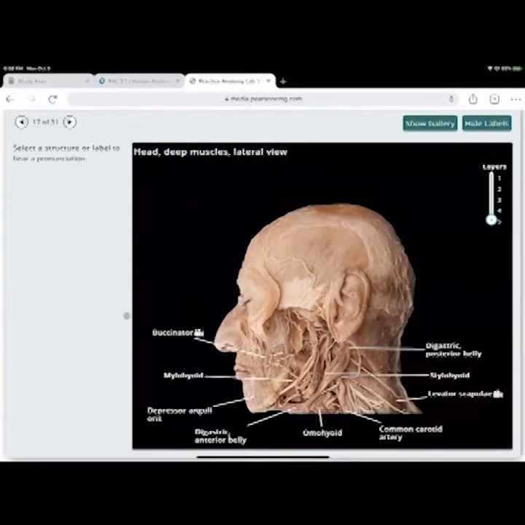Okay. Again, the buccinator muscle. That's the muscle that runs on the side of the mouth that allows you to push your lips together, like a kissing motion, allows you to blow a trumpet, things like that. That's your buccinator muscle. The mylohyoid muscle.